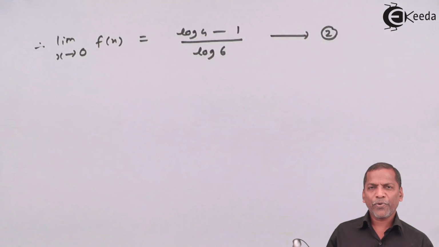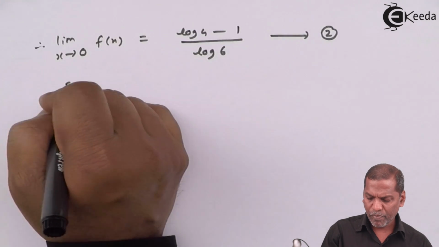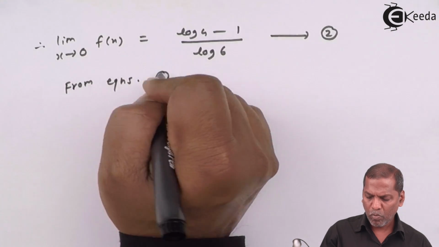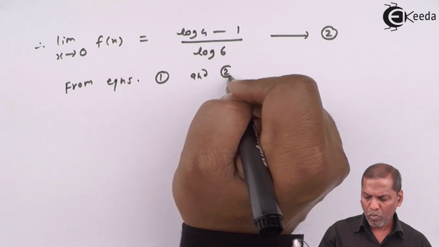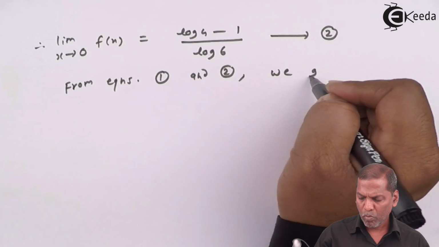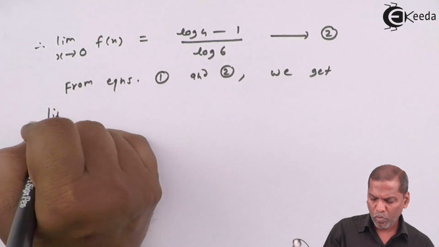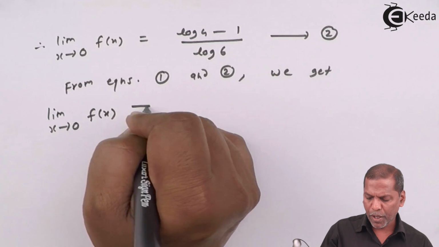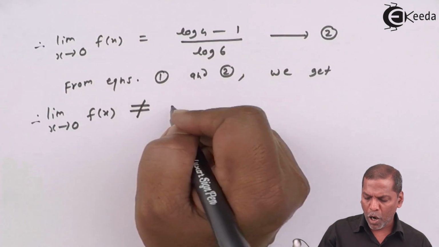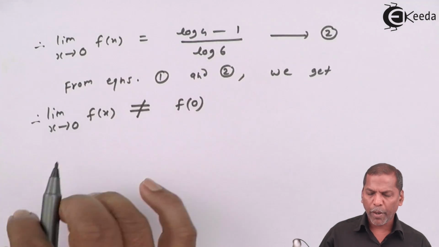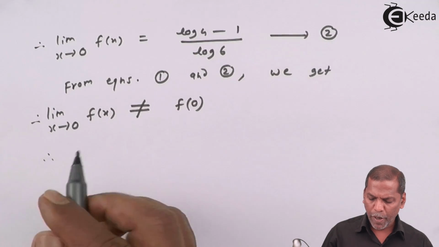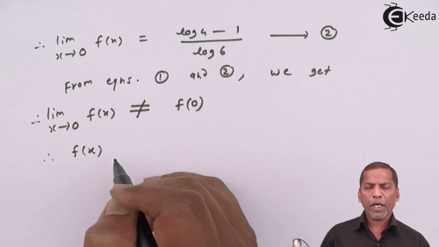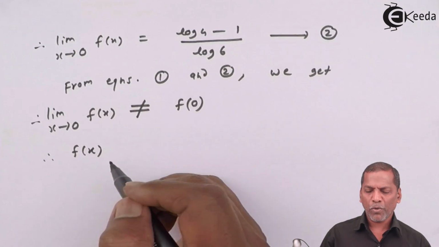From equation 1 and 2 we conclude that limit x tends to 0 f of x is not equal to f of 0, and therefore f of x is discontinuous at x equal to 0.